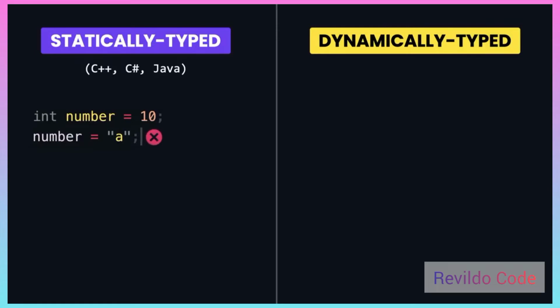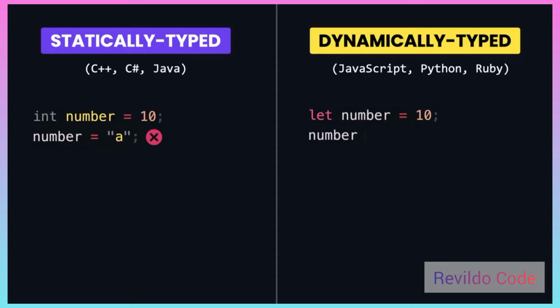In dynamically typed languages like JavaScript, Python, and Ruby, the type of variables is dynamic. So it's determined at runtime, and it can also change. So we can declare a variable, set it to a number, and then later on change it to a string. So this variable does not have a fixed or a static type. The type is determined and may change at runtime.